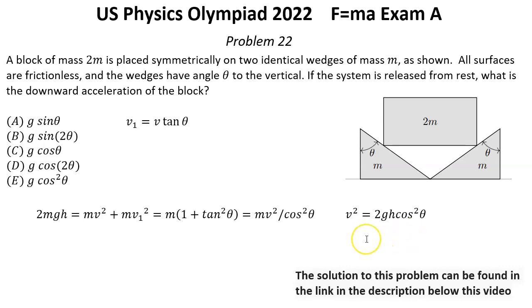But on the other hand, we know that during motion with constant acceleration, we have a relation between speed, acceleration, and distance like this: v squared equals 2ah. It means that acceleration a equals g cosine squared theta. This is answer E, and that was the solution for problem number 22.